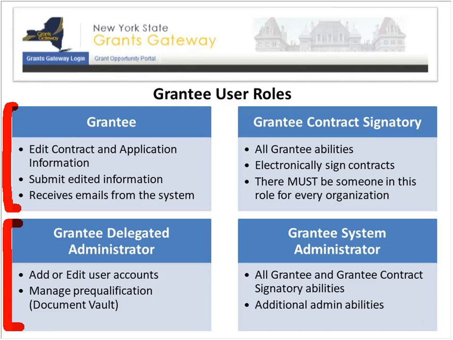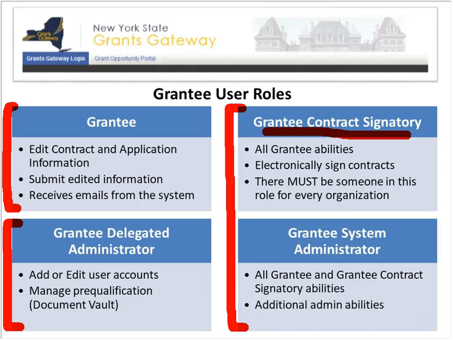What they can't do is when it comes time to that second task, which is to sign it, and that's what these two people on the right can do, the grantee contract signatory and the grantee system administrator. So as long as you have one of those roles at your organization, and that's the right person, that person can electronically sign the contracts. So they can certainly do the same things that the grantee could do. They can edit the contract information, they could edit the work plan and budget. So you don't need to have a grantee. At the minimum, you need either a grantee contract signatory or a grantee system administrator.